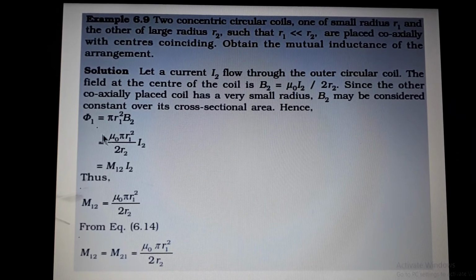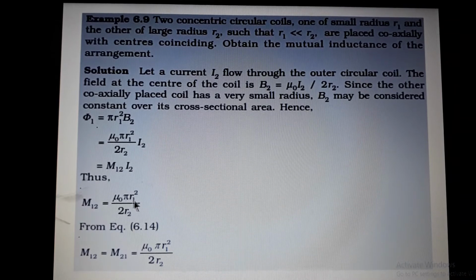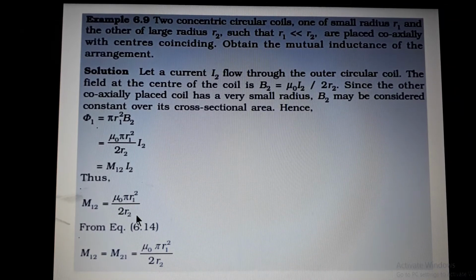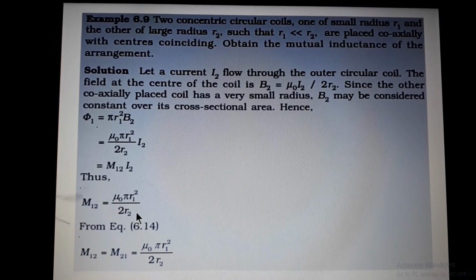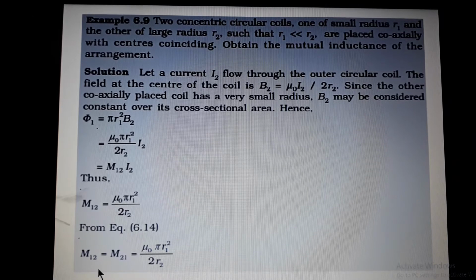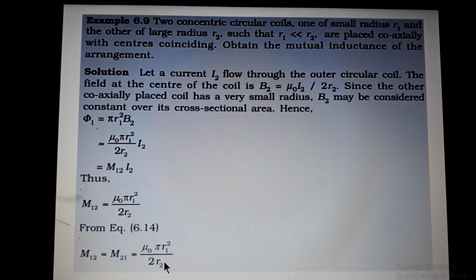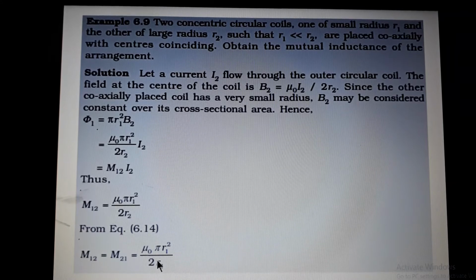Okay, so when you compare, means you know that phi1 is equal to M12 I2. So when you compare these equations, you can easily get that M12 is equal to mu0 pi r1 square upon 2 r2. And in the previous theory, you know that M12 is equal to M21. Okay, so both are the same. So actually M12 equal to M21 is equal to mu0 pi r1 square upon 2 r2.